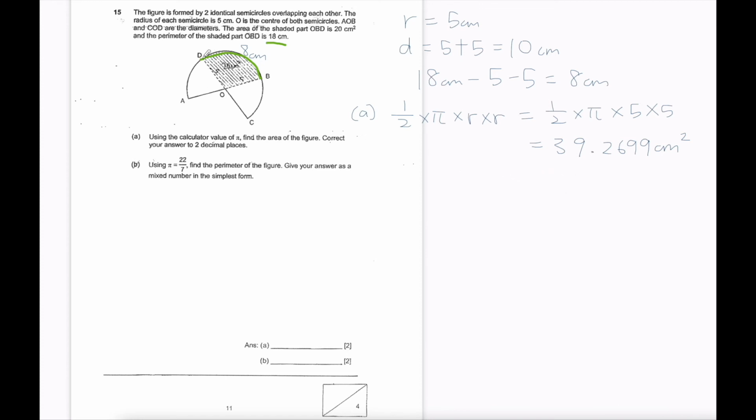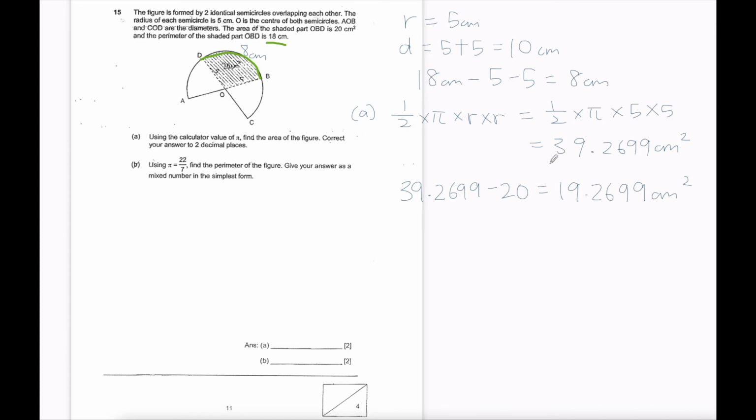But do you realize that there's a shaded part that's 20 cm square? We need to minus that away. So 39.2699, we minus away 20, we're going to get 19.2699 cm square. Okay, so we just need to add them together. I'm going to start shading.